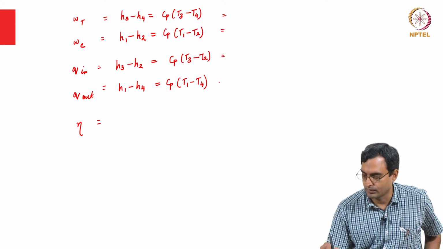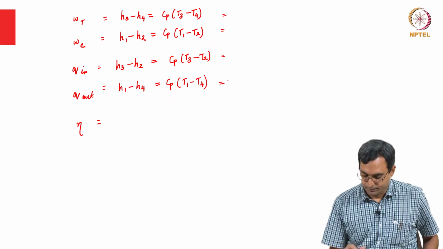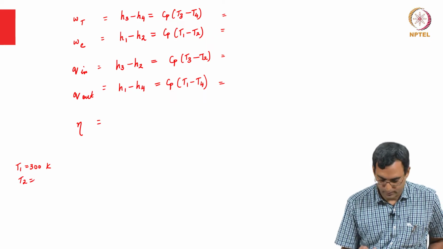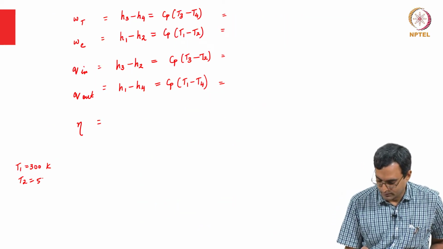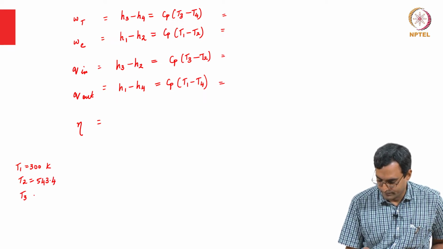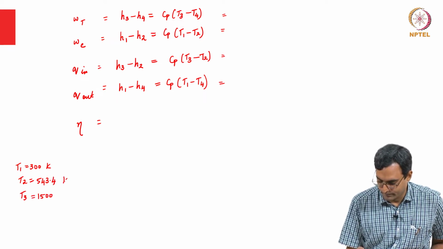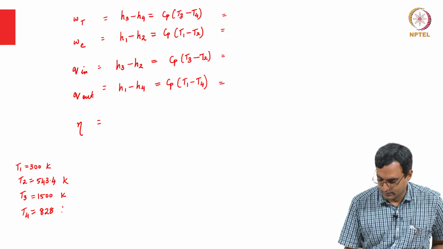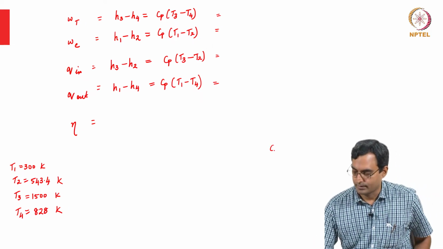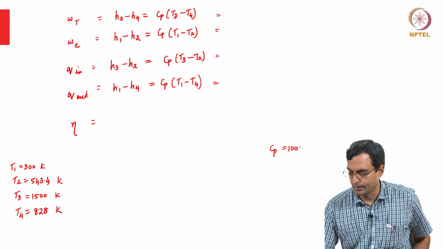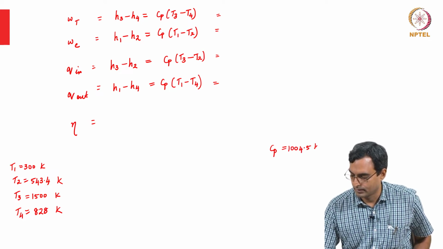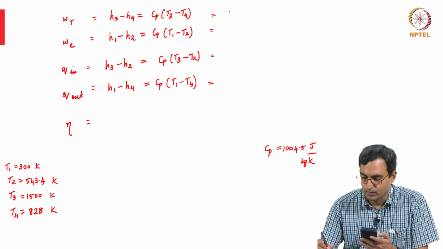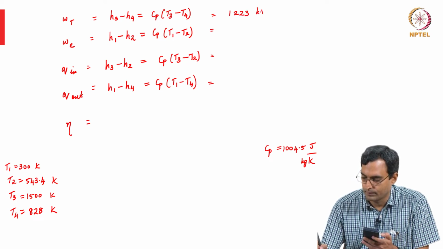So I can find out values of all of these. I have T1 is 300, T2 is 543.4, and CP for air is about 1005, or let's say 1004.5, in joule per kg Kelvin. This is about 1223 kilojoule per kg.